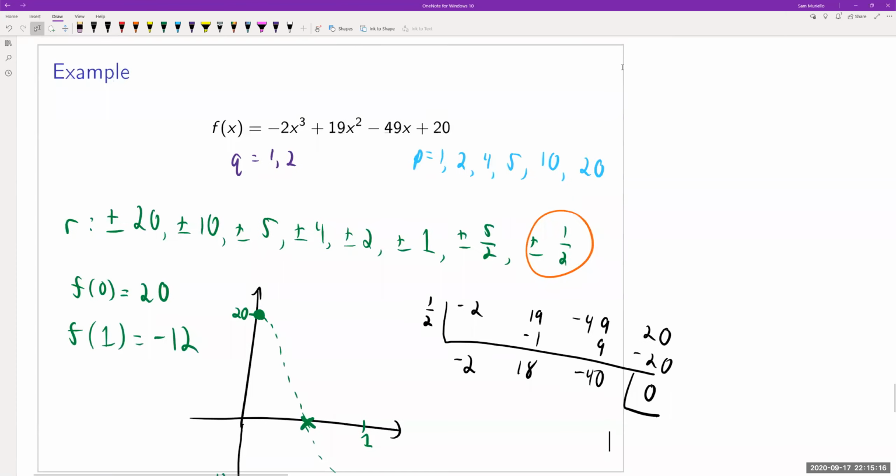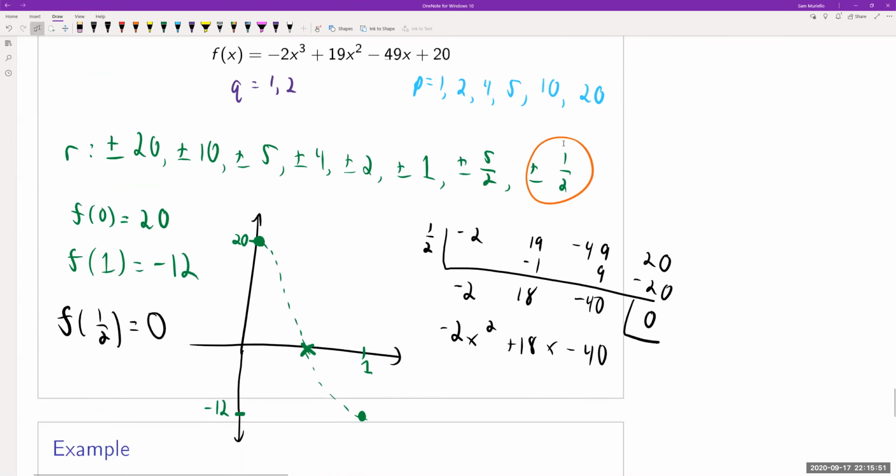We could also have simply plugged f of 1/2 into our calculator first and made sure that it was equal to 0. But synthetic division doesn't actually take very long once you get good at it. So it doesn't make too much of a difference whether you test with synthetic division or by plugging in. In any case, what we've got so far is this remaining polynomial, negative 2x squared plus 18x minus 40. Now we could continue checking additional rational roots, but why bother?